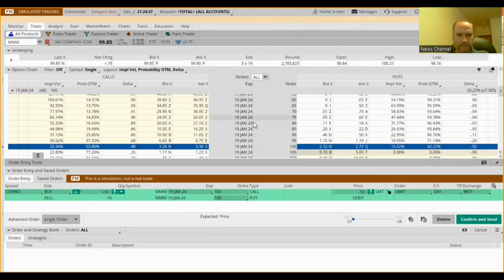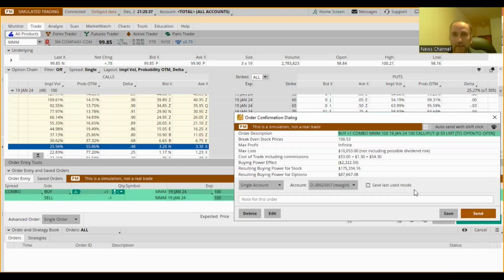Okay. So here's the trade. It's saying debit because, like I just mentioned before, you're paying out more for the call. We're going to change this to one. Let's say we're just doing one option. Just click there. Okay. Change that to one right there. And then you just go to confirm and send.